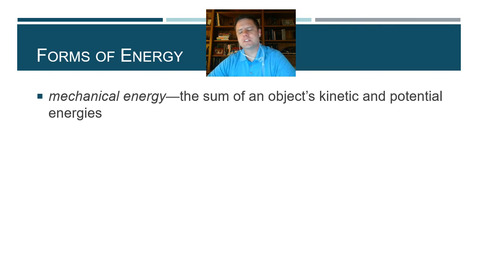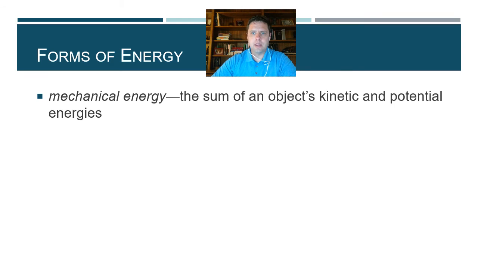So mechanical energy is the sum of an object's kinetic and potential energies. You probably talked about kinetic and potential energies before in another introductory science class. Kinetic energy is the energy of motion. Potential energy is the energy of position. Often these are depicted as if you had a hill or something of that nature.